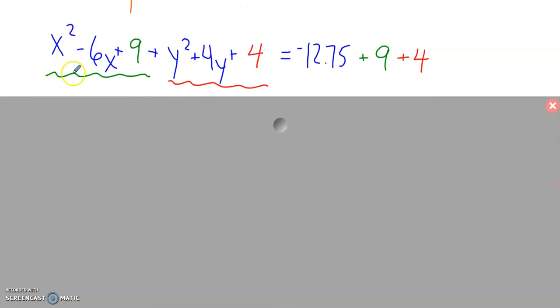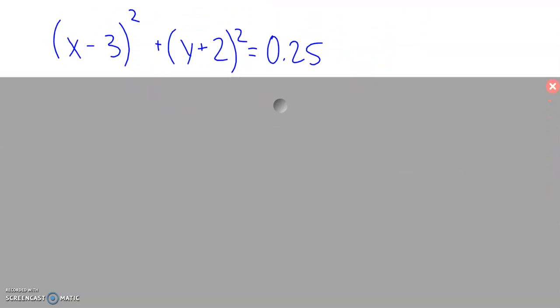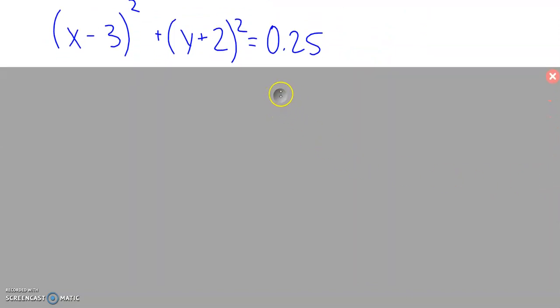And now the reason I did that is because I now have made these both perfect squares. This is now factorable into x minus 3 times x minus 3, which is x minus 3 squared. This is factorable into y plus 2 times y plus 2, which is y plus 2 squared. Notice this right here will always be that number that was half of b, and that will always be the case when you're doing this. And then I add, basically this is 13 plus negative 12.75 to get positive 0.25. And now my equation is in standard form, so that's the end of part A.